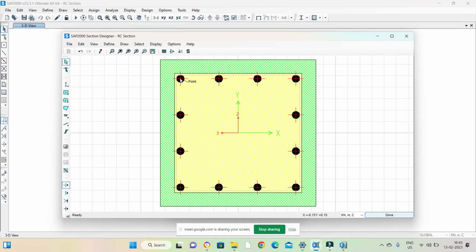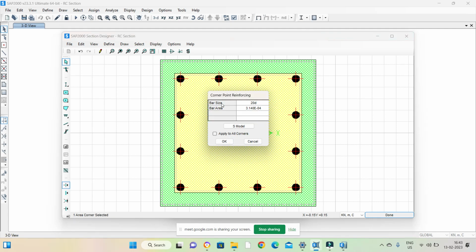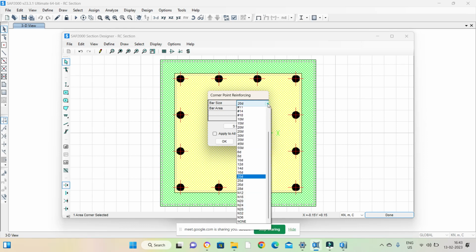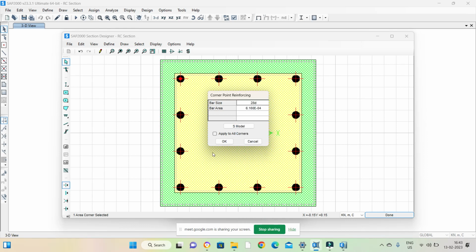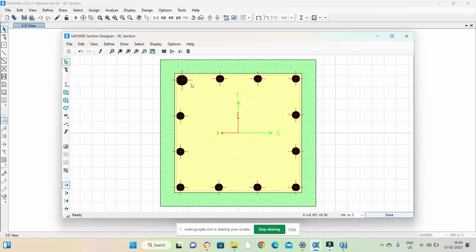Now, see, suppose I click on this top left corner, this one, and I change anything here. Instead of 20D, let me pick 28 for example, and until you click on this checkbox here, it will not get changed automatically for other corner bars. Okay, let me check this one. Now you can see only this one changed, right? Remaining everything remains same.